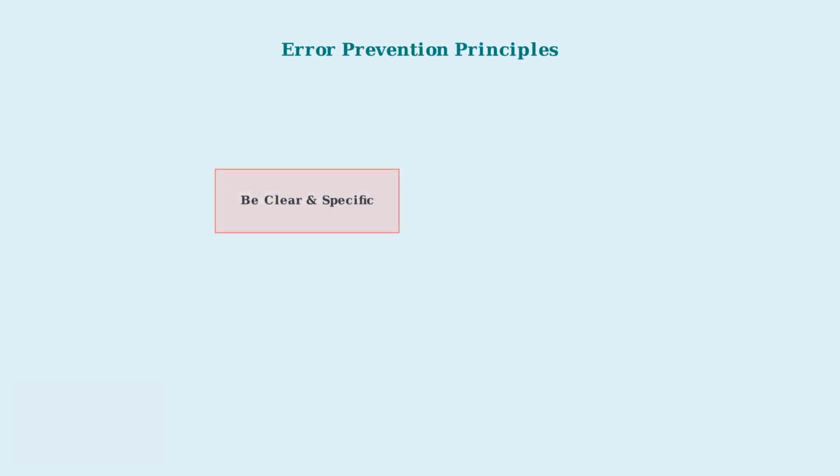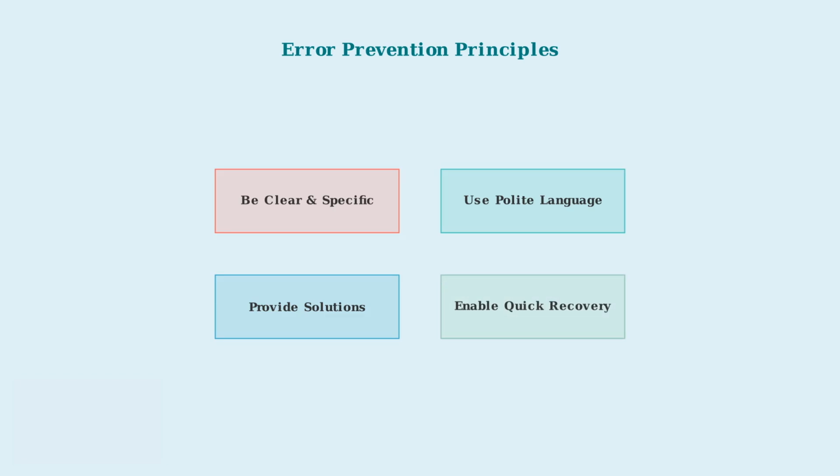Effective error prevention follows these key principles. Be clear and specific about what went wrong, use polite and helpful language, provide actionable solutions, and enable quick recovery from mistakes. These principles create a more forgiving and user-friendly interface. Remember, preventing errors is always better than handling them after they occur. Good error prevention reduces user frustration, increases task completion rates, and creates a more satisfying overall experience.